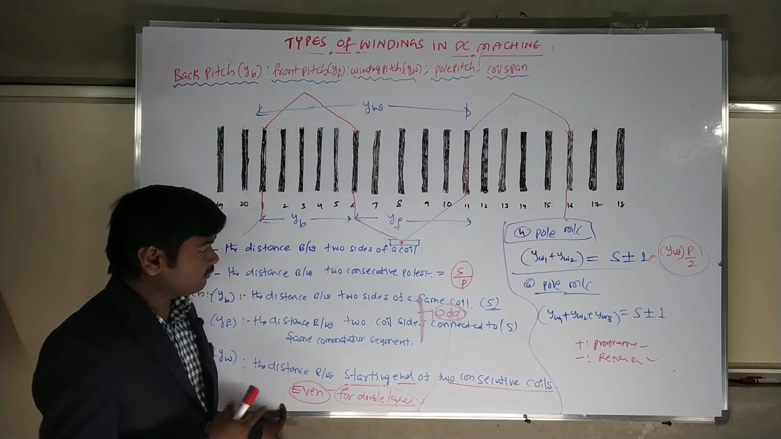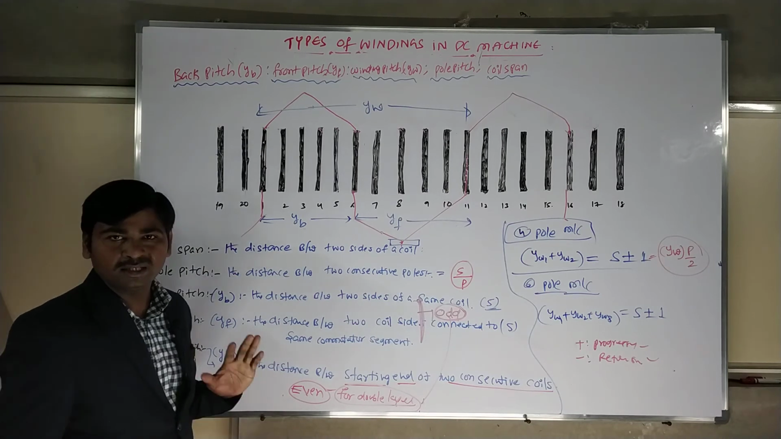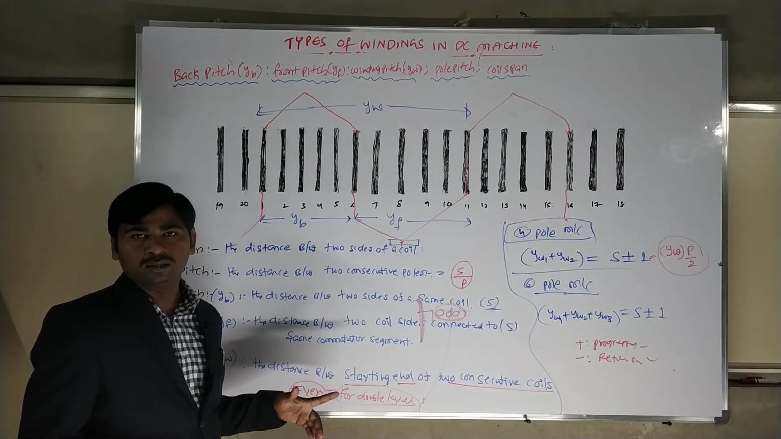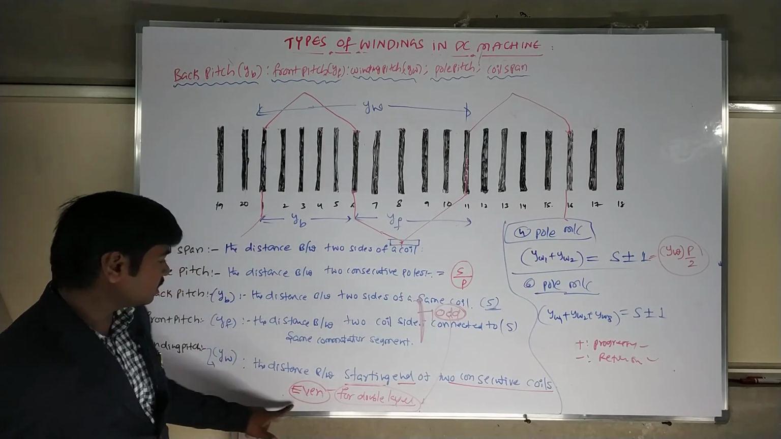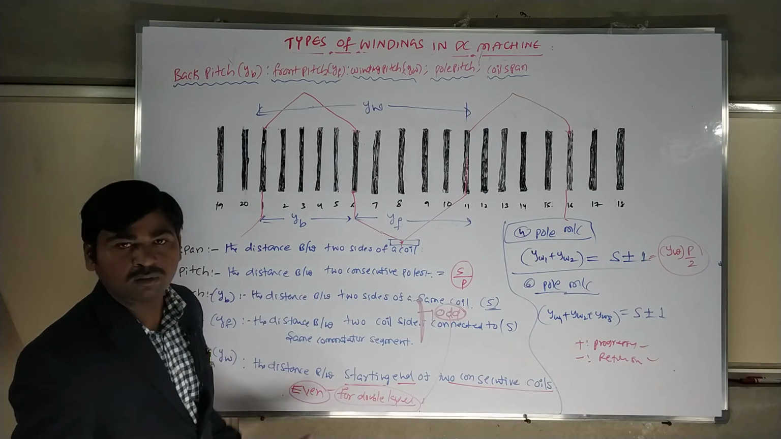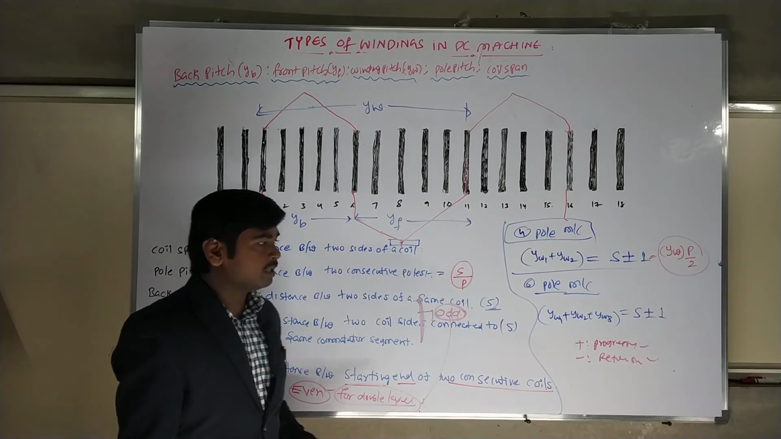Some fundamental things are very clear. I told you all we can write in integer values, but the conductors or turns should be an even integer. The winding pitch is an even integer for a double layer winding, and these two, back pitch and front pitch, are odd integers for a double layer winding. These concepts you have to understand. I hope it is very clear.